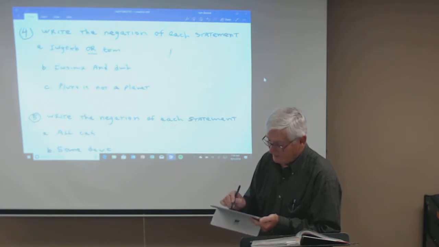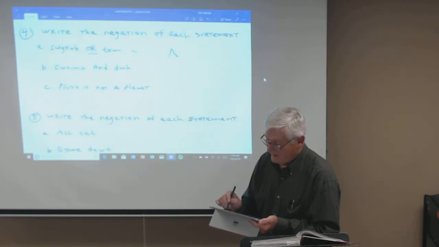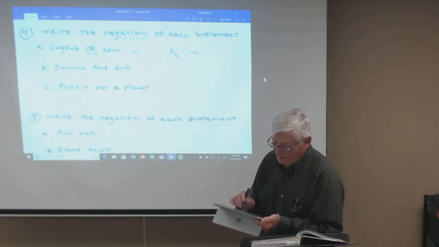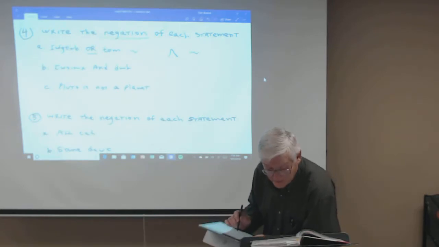And what goes on both sides? Negatives of your opinion? Not and not. Agreed? So how do I, now see, it says write the negation. Do they want it in words or symbols? Do they give me symbols for number 4?